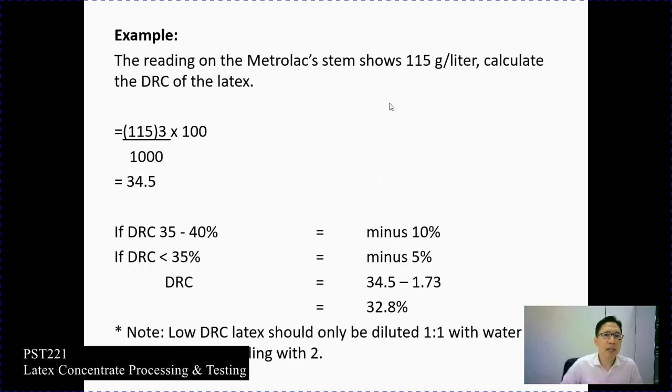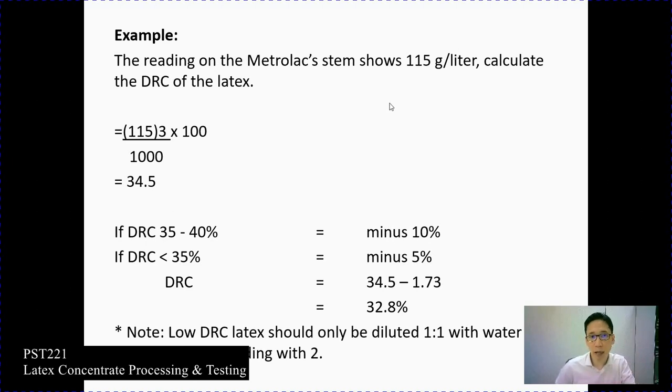Okay, the calculation. The reading of the Metrolac stem shows, for example, 115 grams per liter. And then how to calculate the DRC? So 115 times 3. Why 3? Because you take 2 parts of water and 1 part of latex. Okay, so you times 3. Okay, divide by 1000 because 1000 equals 1 liter. Okay, times 100, so you get the percentage of DRC, 34.5.